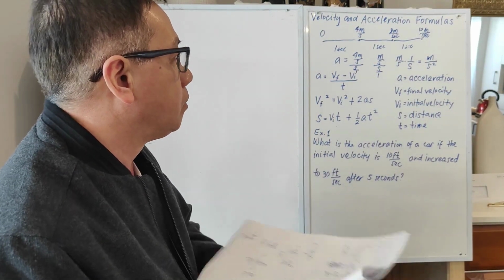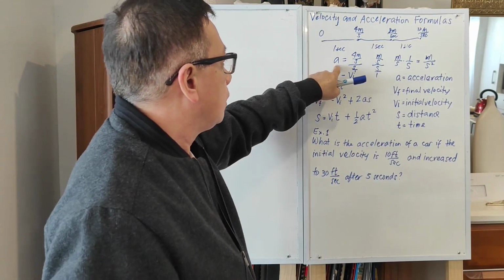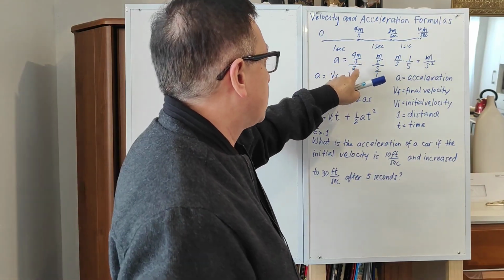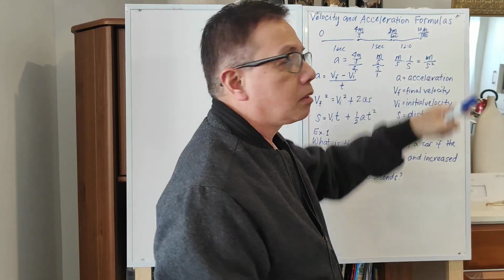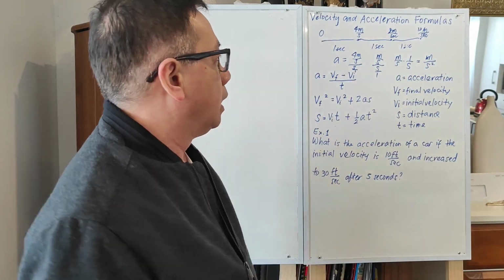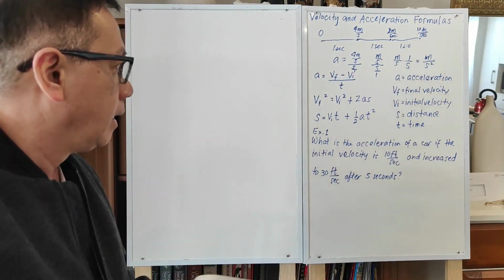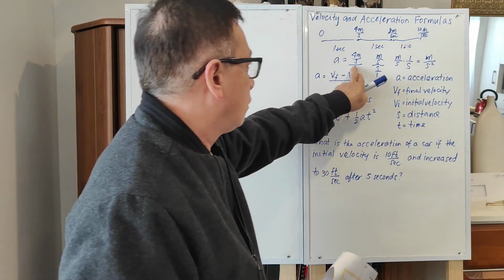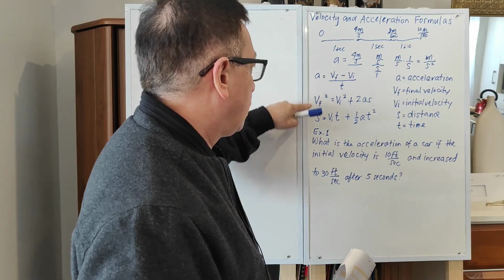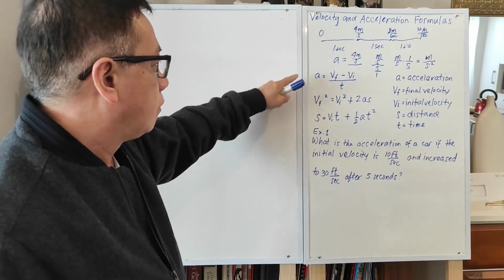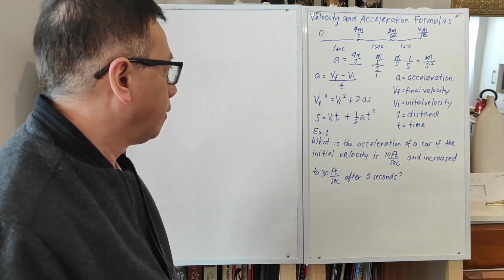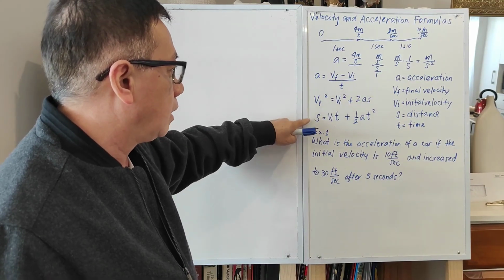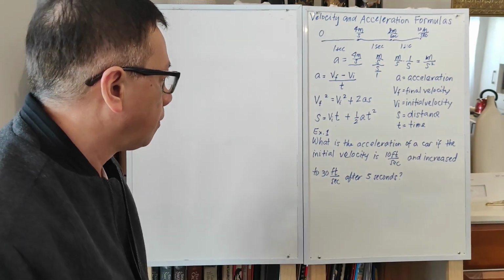So you can use either meters per second per second or meters per second squared for the acceleration. So these are the 3 main formulas for acceleration and velocity with time and distance.